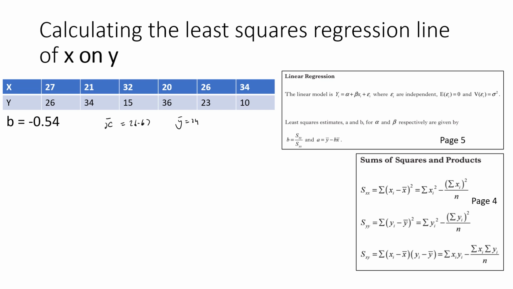Now we need to calculate the linear model. We have b, we have x bar, we have y bar. So we need to calculate a, which is equal to y bar, which is 24, minus b times x bar. This gives us 16.4, and that means our final linear model is y equals 16.4 minus 0.54x.